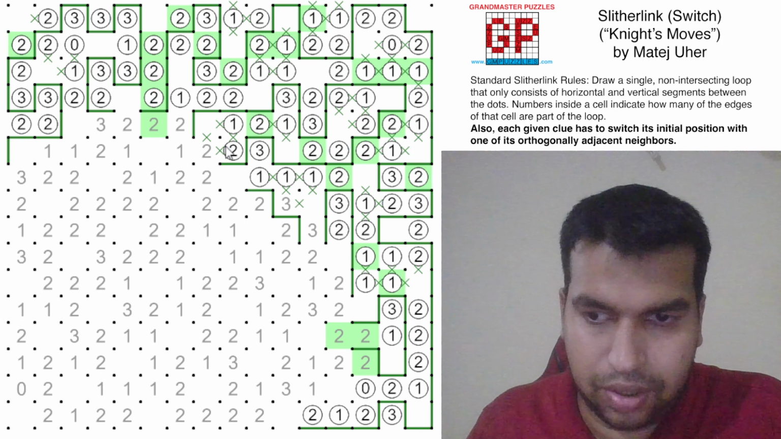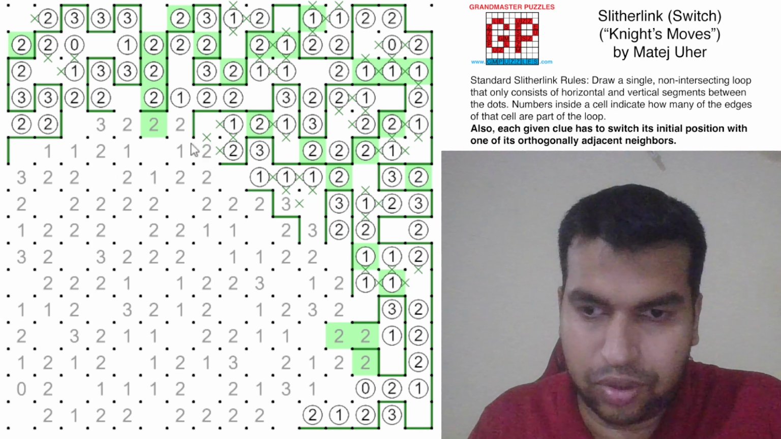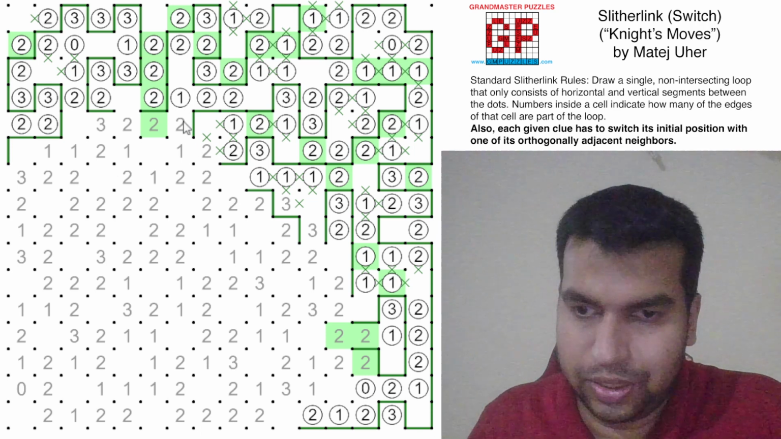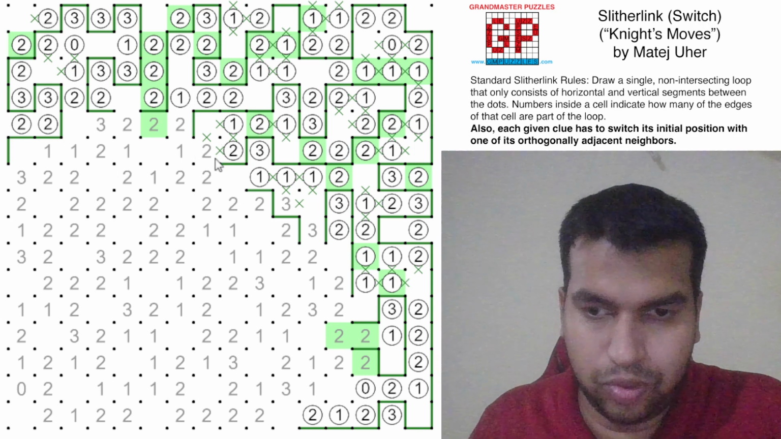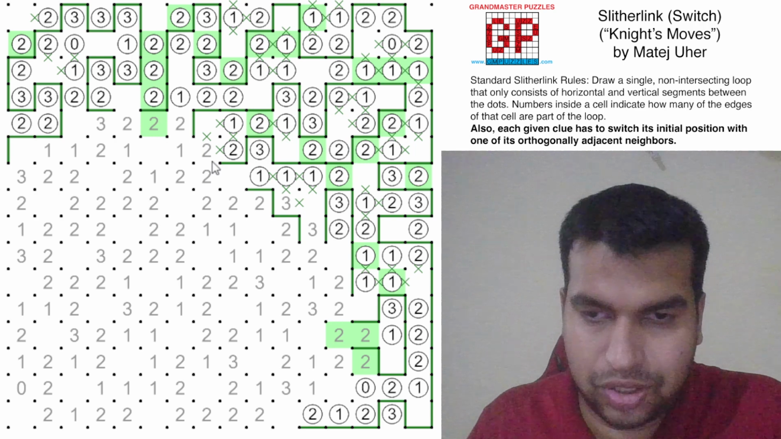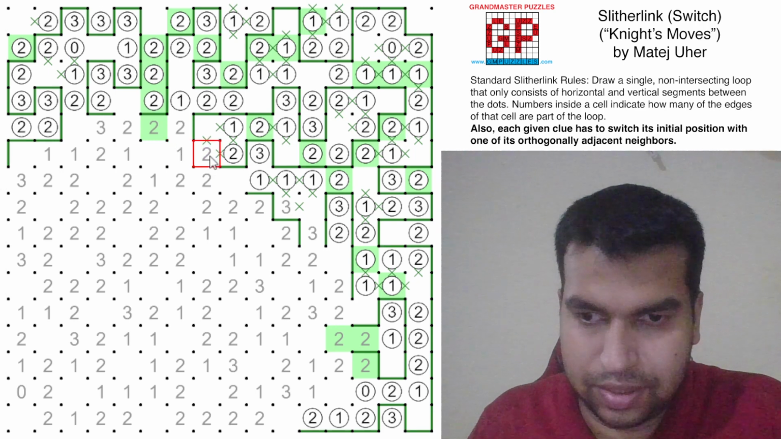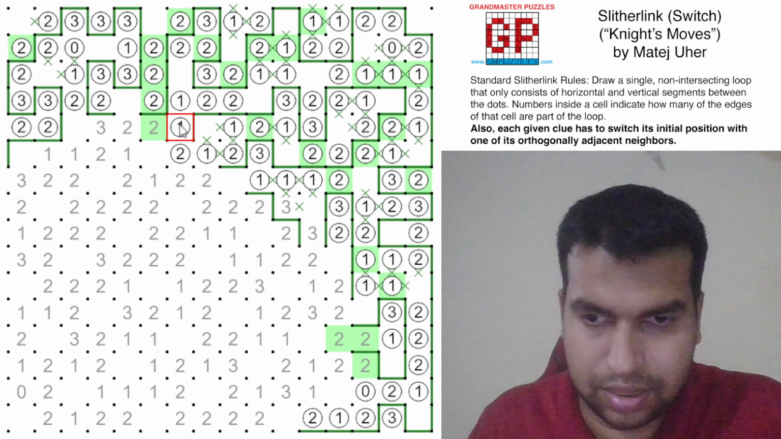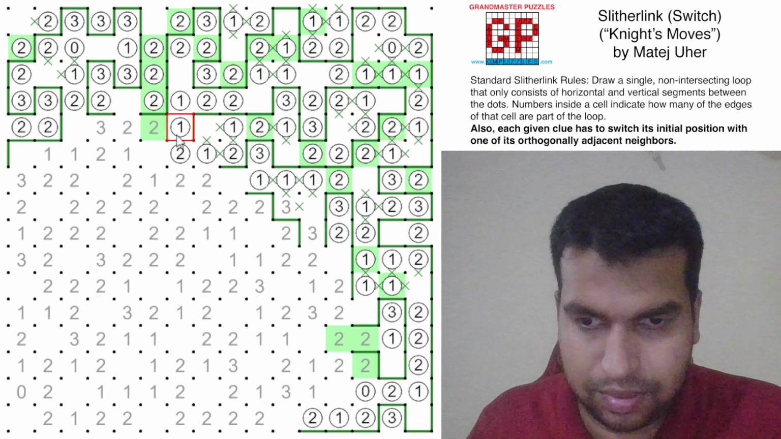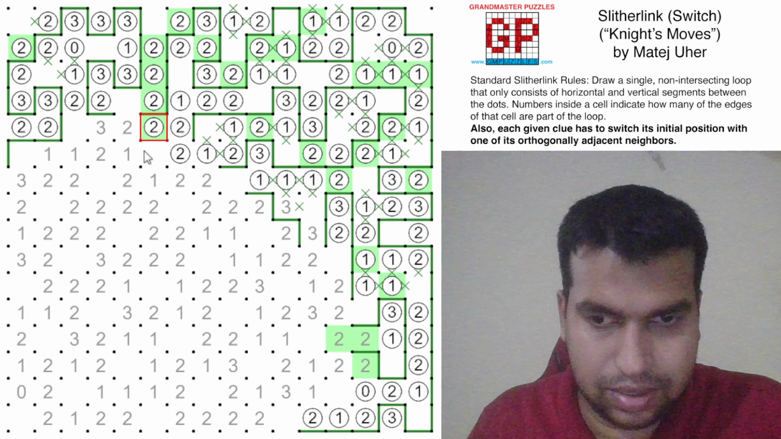Okay, now look at this area. If this is a 2, that would actually close this small section of the loop here. So this is actually a 1, and that means it can only pair with this one. So this is a 1 and 1. This is, sorry, this pairs with this.